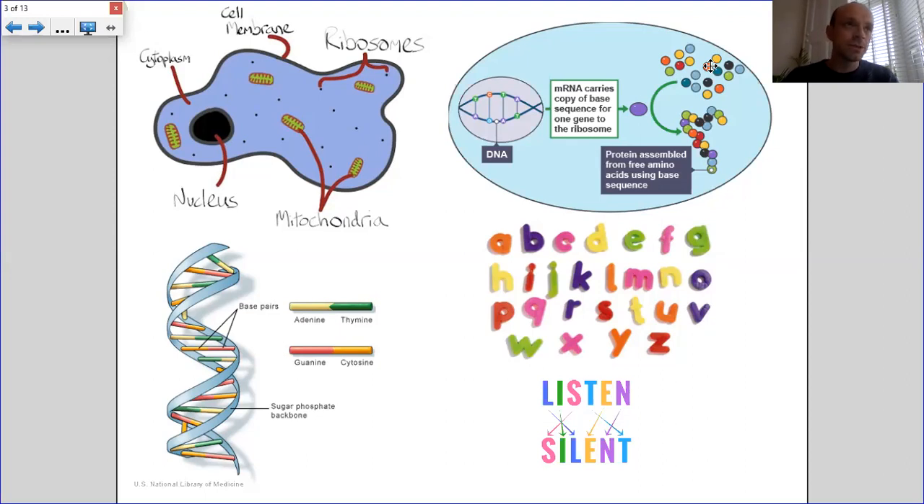You know, if I was to ask you, what does DNA do? I would want you to tell me that it actually controls the proteins. It's a code for the proteins that are made in the cell. And the proteins are made at the ribosomes. So DNA is a code.